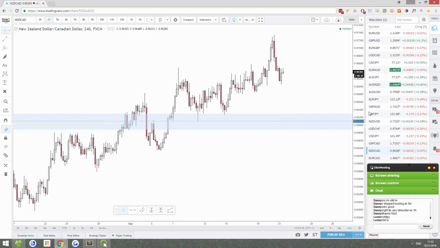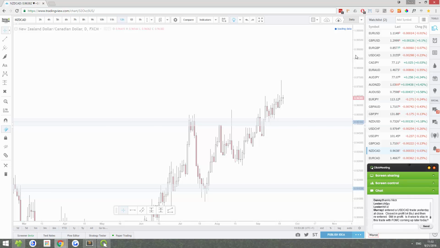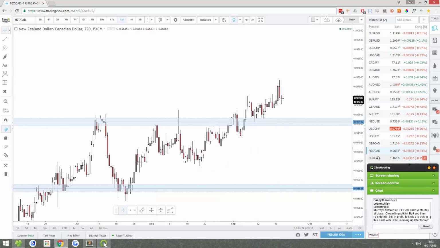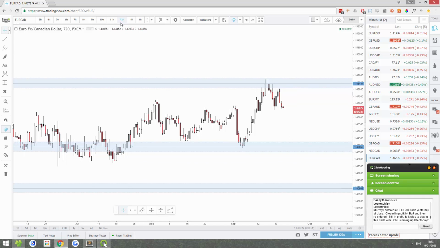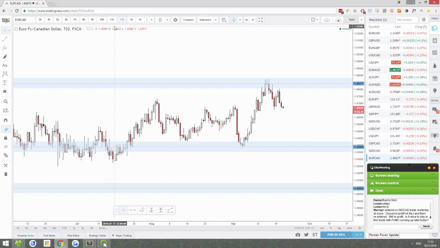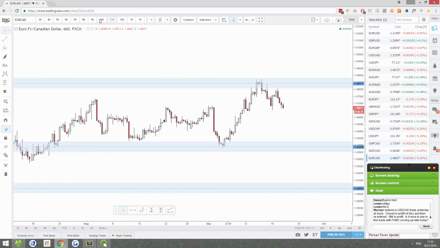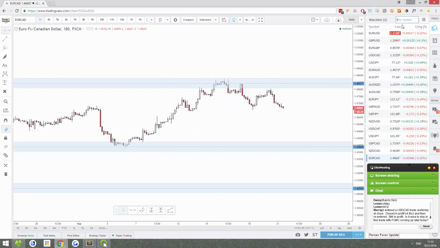New Zealand CAD, I'm just going to quickly finish off this analysis. New Zealand CAD, we don't have any resistance area to the upside. I think it's at an all-time high, or at least a high that it hasn't seen in a few decades. Euro CAD is still in the middle of a reversal, so yeah, there's not much potential here. All right, we're done with the analysis.